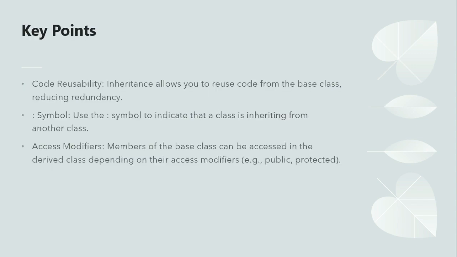So, just to summarize, these are the key points. Code reusability: inheritance allows you to reuse code from the base class, reducing redundancy. And we can use the colon symbol to indicate that a class is inheriting from another class. Access modifier: members of the base class can be accessed in the derived class depending on their access modifier, for example public and protected.